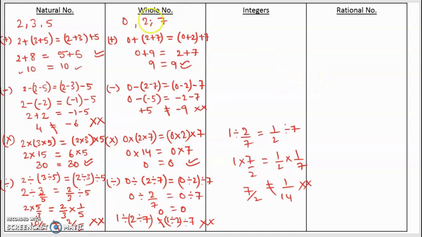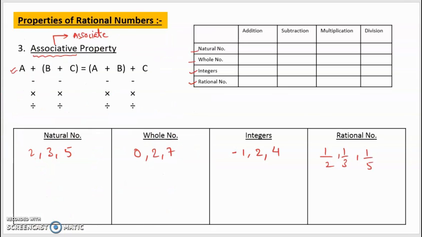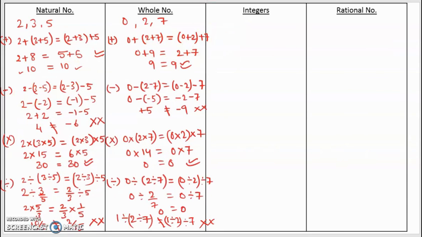Okay, I'll rub this off so that we can do integers here. Let's check for integers now. We have assumed integers as -1, 2 and 4. Let's do addition first. So -1 plus 2 plus 4 should be equal to -1 plus 2 plus 4.